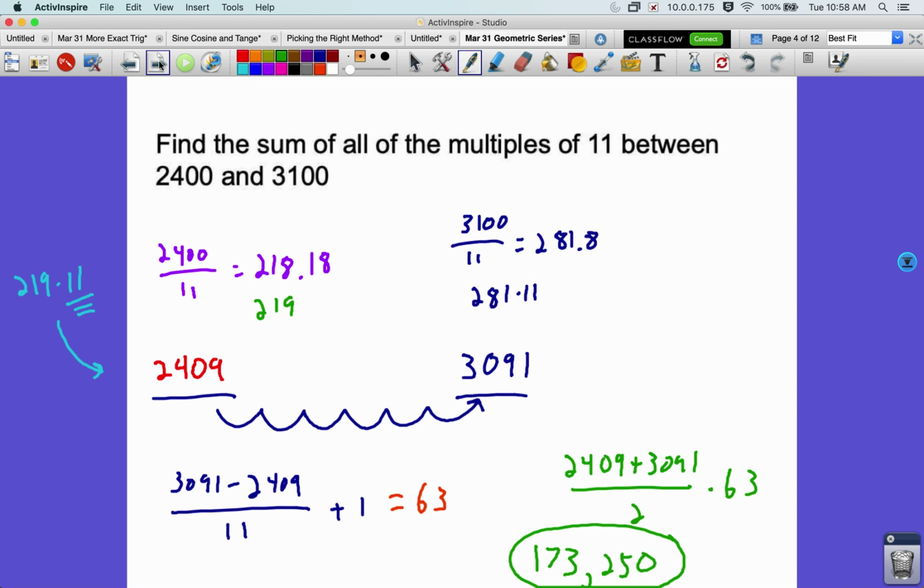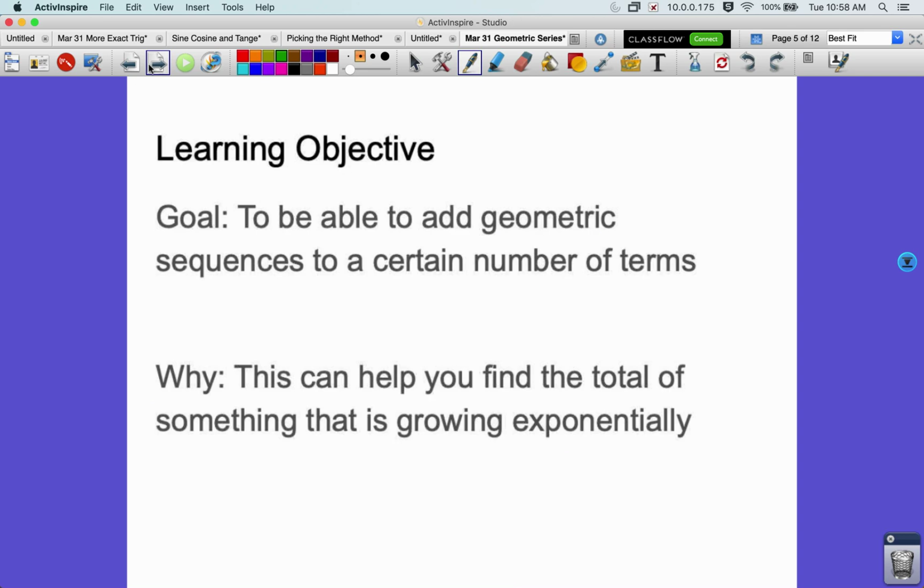Okay, so that really put together everything we've been working on with arithmetic sequences. All right, back to geometric. Our goal today is to be able to add geometric sequences to a certain number of terms. Why? This can help you find the total of something that's growing exponentially, something different each day. This wouldn't really work for money, but this would be like something is happening each day, and it's exponentially more than the day before, and we want to add up all of those occurrences.